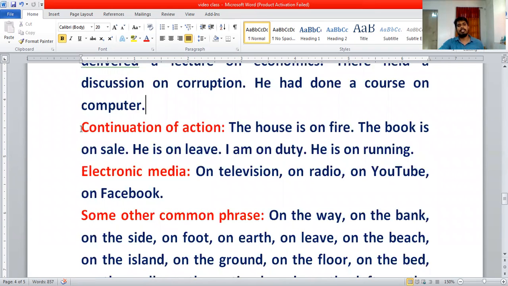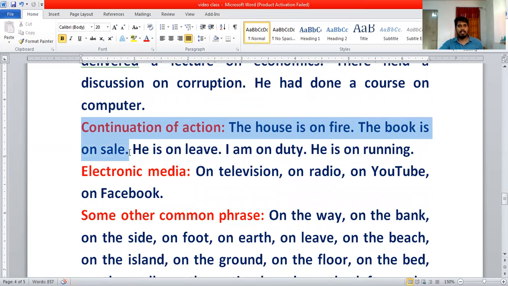Dear learners, also you can see that preposition on is used to suggest the continuation of action. When an action is going on, to suggest a continuous action, we have to use the preposition on, such as the house is on fire. The firing is going on. The book is on sale. That means the sale is going on.